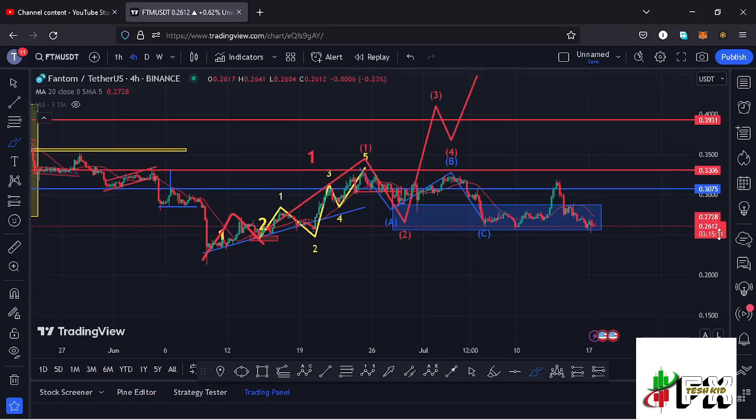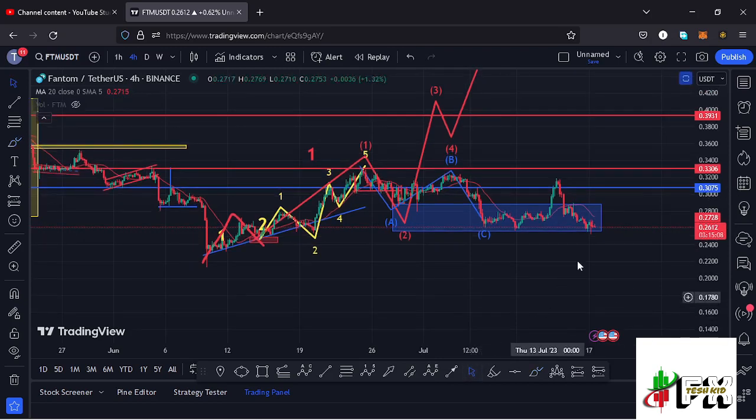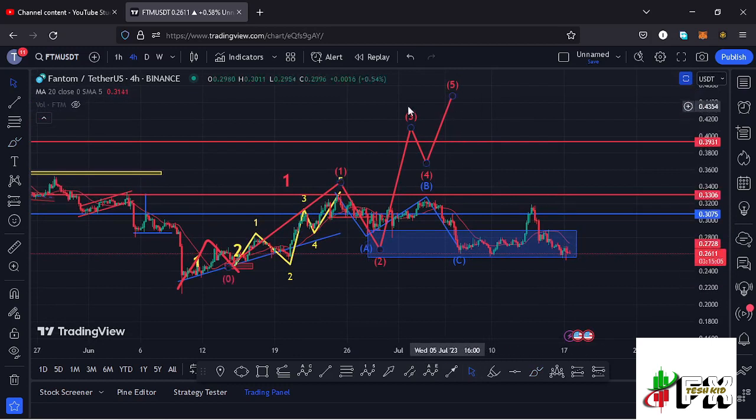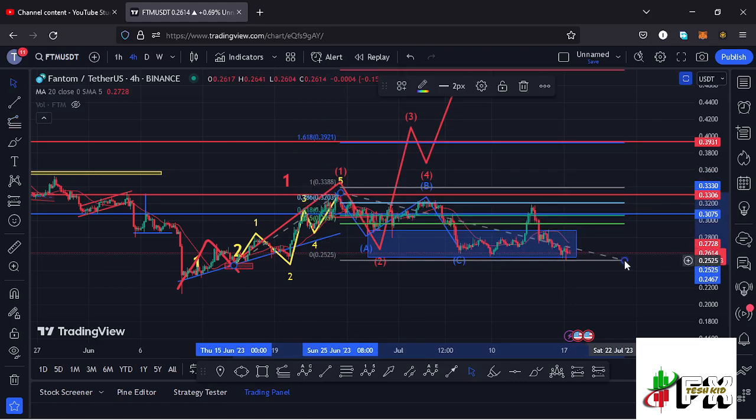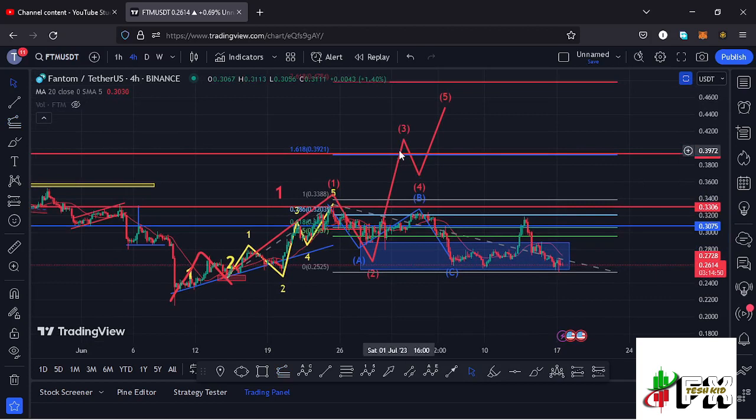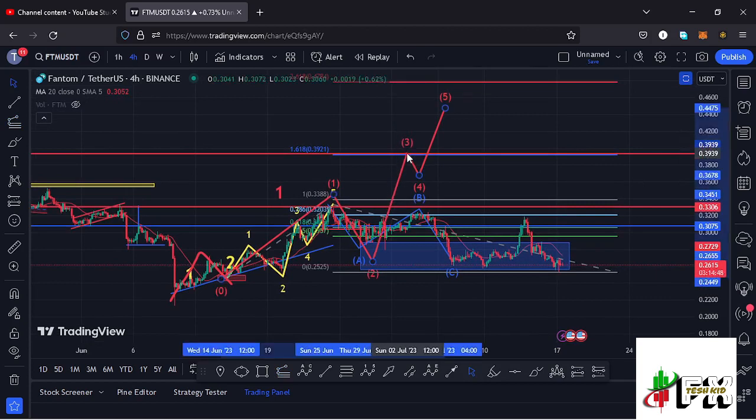Assuming that we have a low in place for the second wave, I can give you minimum target areas for the third wave using a trend-based Fibonacci, connecting it from the low of the first wave to the high of that wave 1, then dragging the fibs to the low of the second wave, and that gives me a minimum target area for the third wave at the Fib level 1.618, and that is at around the $0.3921 mark. That is the minimum that we can expect the third wave to do before we can retrace in this wave 4, then continue gearing up in the formation of that wave 5.